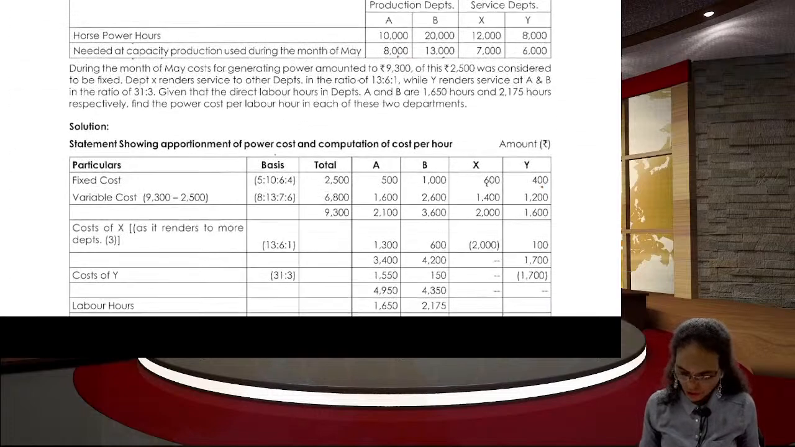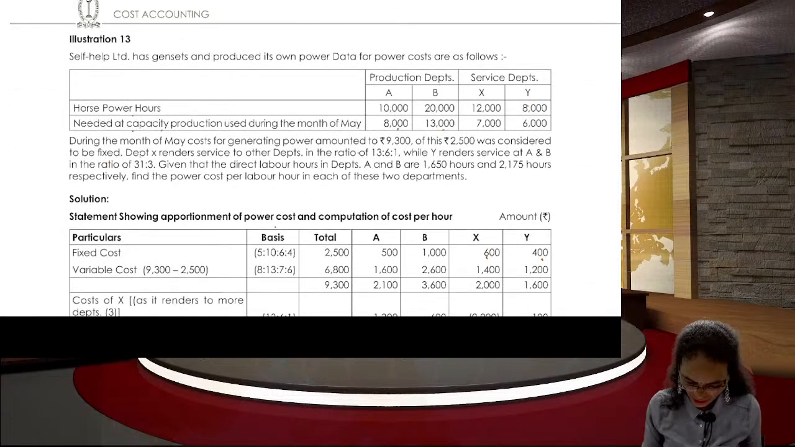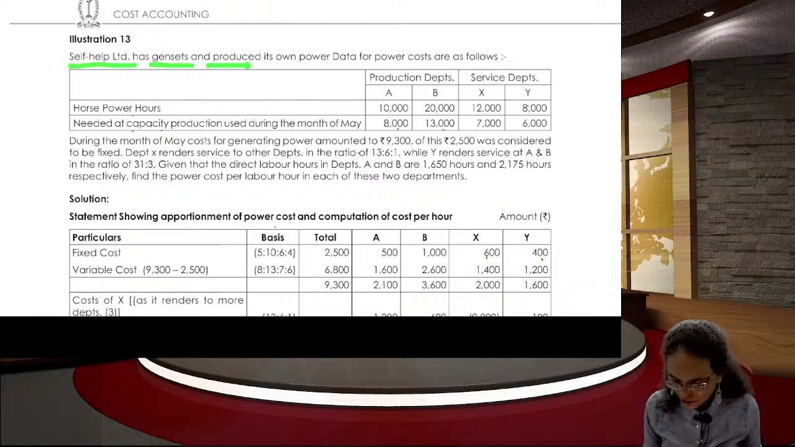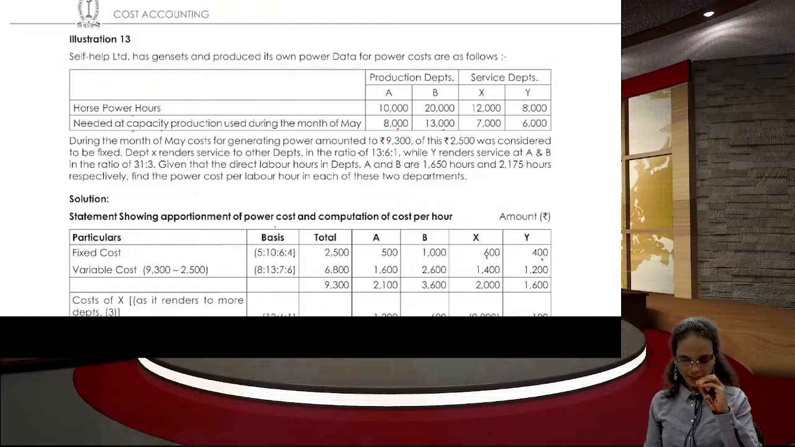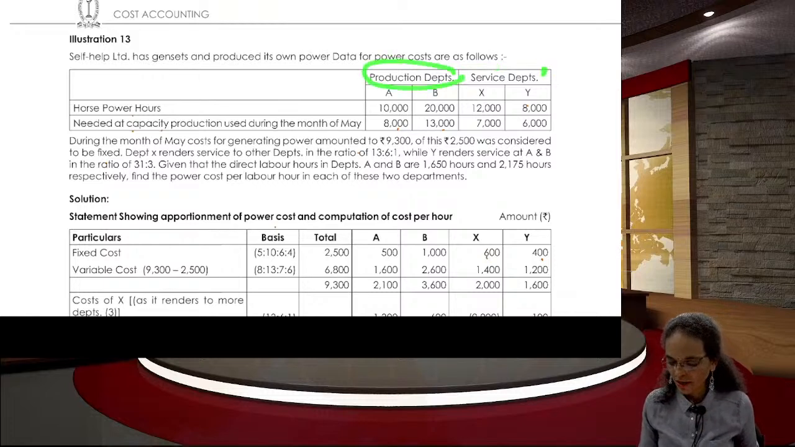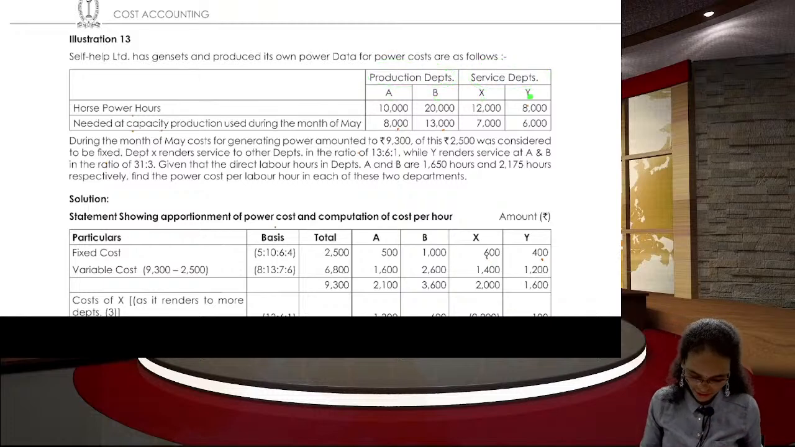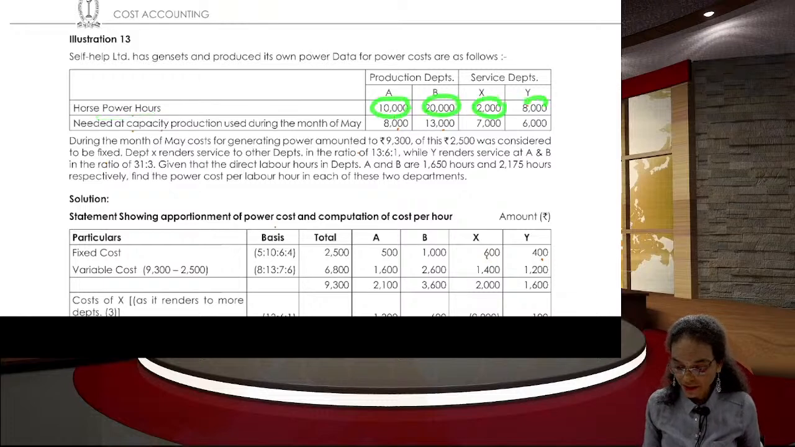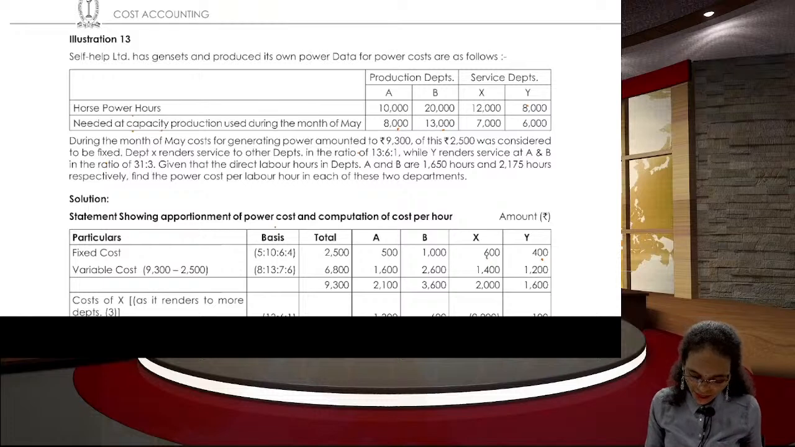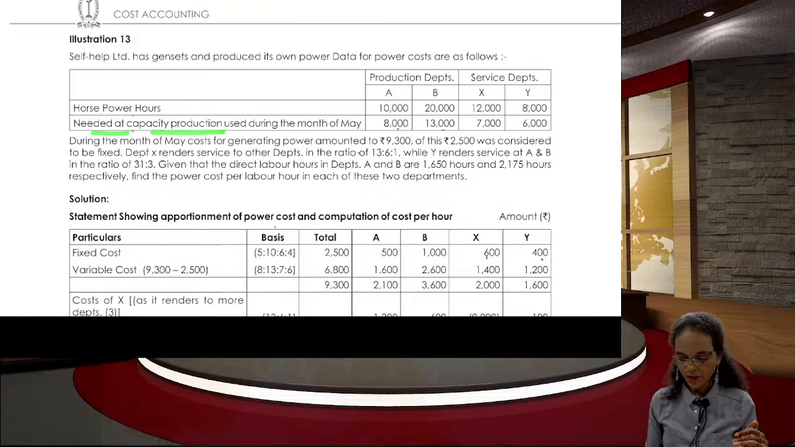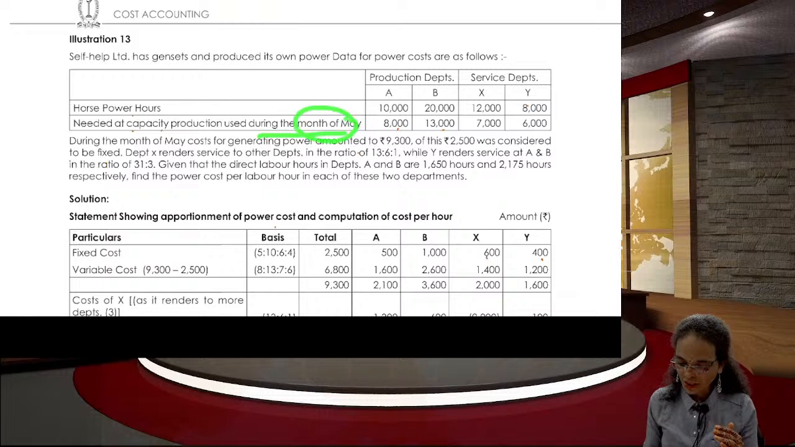Next problem. Self-Help Limited has gensets and produces its own power. Data for the power cost are as follows. See, there are production departments and service departments: production departments A and B and service departments X and Y are given. Hours of power are given for the respective departments, and the capacity needed for production, used during the month, is given this much.